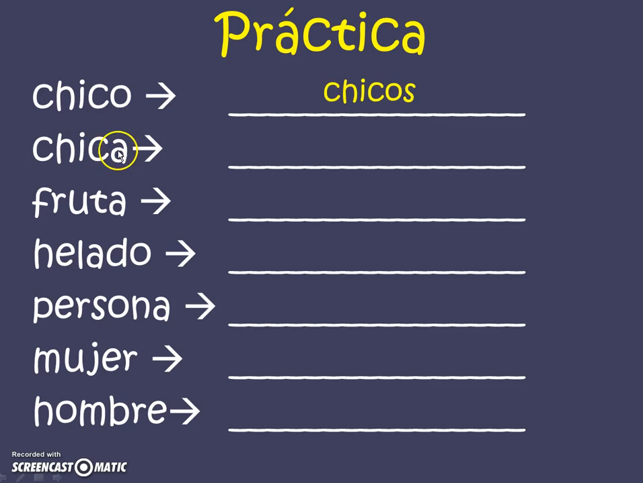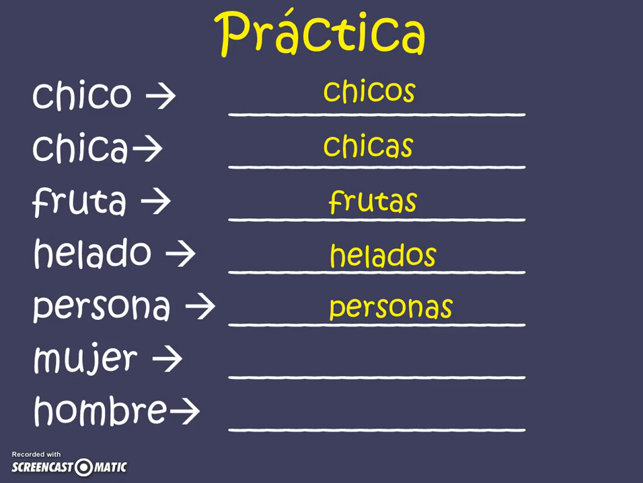Okay, our next one is chica, the feminine version of the word, little girl. And of course, it ends in a vowel, which means all we have to do to make it plural is add an S, therefore making it chicas. Okay, I'll give you a minute to go through the rest of them if you want to pause the video, and then I'm going to go ahead and go through the answers. Fruta es frutas. Helado es helados. Persona es personas. Mujer es mujeres, and hombre es hombres.